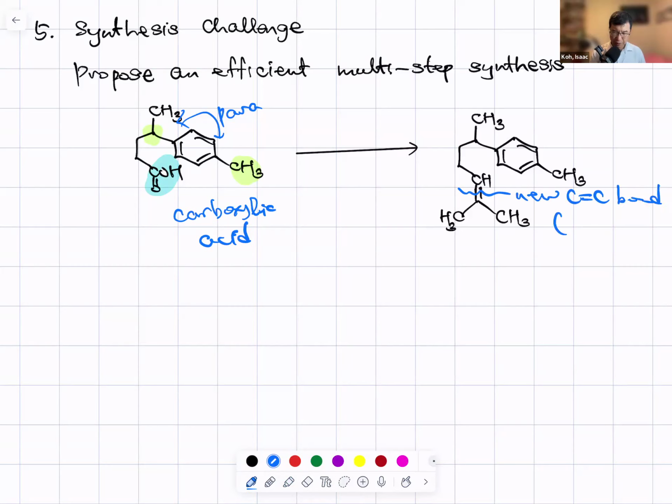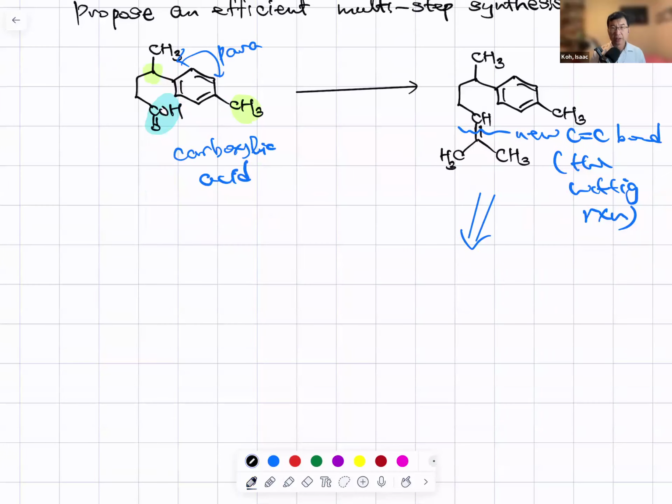And think about Wittig reaction. When you see the double bond, we see the Wittig reaction is forming the double bond. And so let's go retrosynthetic analysis. Wittig reaction is between either ketone or aldehyde and the Wittig reagent, triphenyl phosphorus ylide.